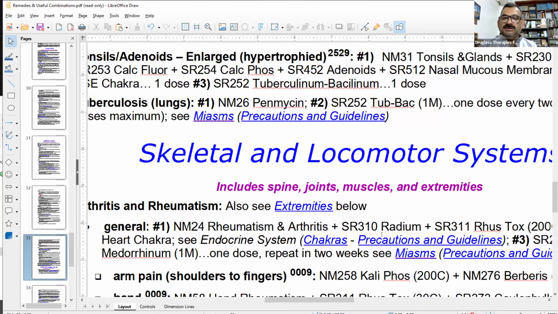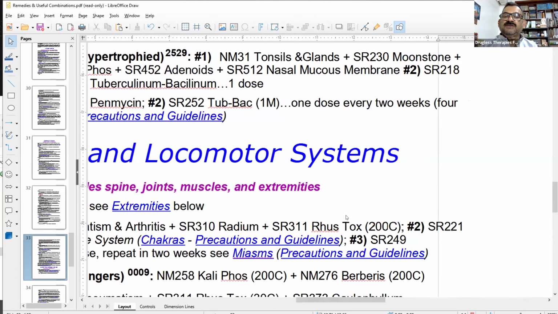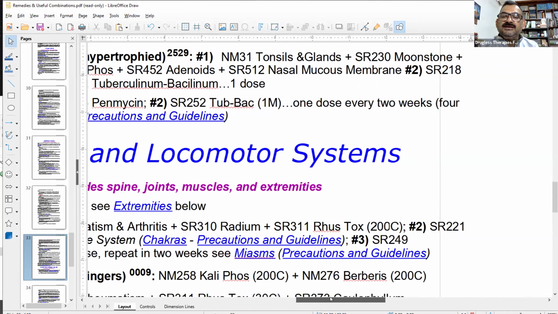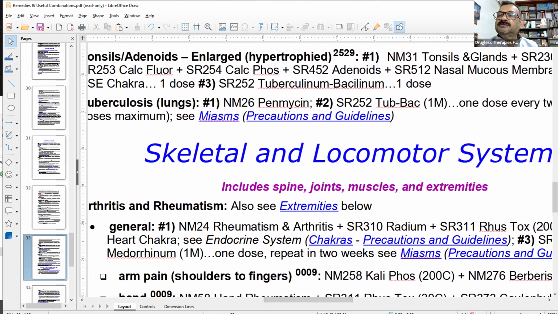If more than two potencies are mentioned on the card, you have to see here, for example, Restox 200C. On the card, two potencies are mentioned, 200C or 1M. In such cases, we have to use 200C. And SR221 is the heart chakra.